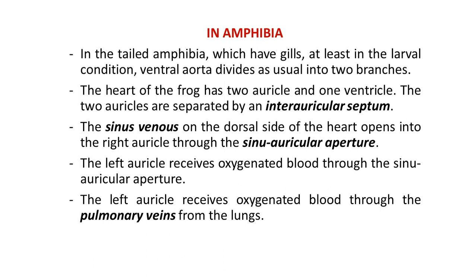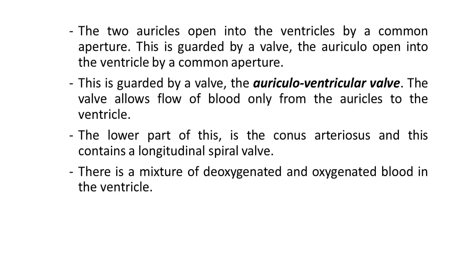The heart of frog has two auricles and one ventricle. The two auricles are separated by the inter-auricular septum. The right auricle receives deoxygenated blood through the sino-auricular aperture, and the left auricle receives oxygenated blood through the pulmonary veins from the lungs. The two auricles open into the ventricle by a common aperture. This is guarded by a valve.